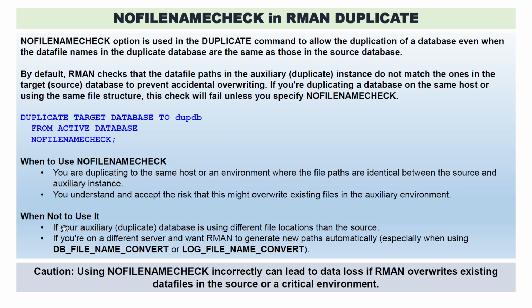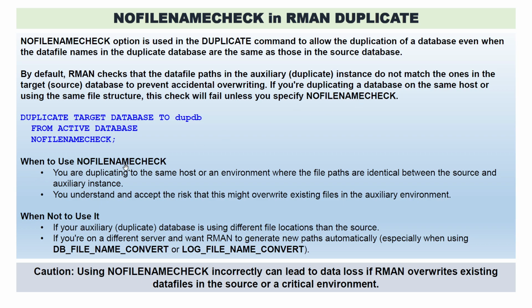But if you don't specify no file name check, by default RMAN checks that the data file paths in the auxiliary instance do not match the ones in the target database, to prevent accidental overwriting. So to avoid overwriting of the data files, it will by default check the paths. If you are duplicating a database on the same host or using the same file structure, this check will fail unless you specify no file name check.